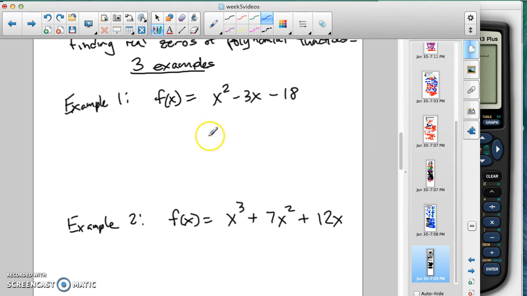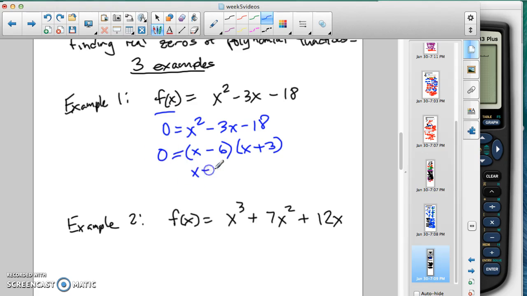All right, now we're going to do some examples of real zeros. So a zero of a function is when we have f of x equals 0. So we have 0 equals x squared minus 3x minus 18. And we're going to solve that. Well, this one factors into x minus 6 and x plus 3. So we have 2 zeros of this function, x minus 6 equals 0 or x plus 3 equals 0. So our 2 zeros are x equals 6 or x equals negative 3.